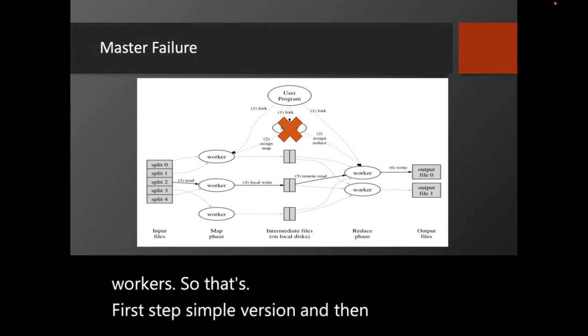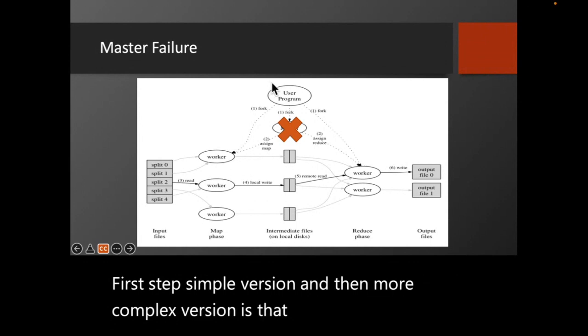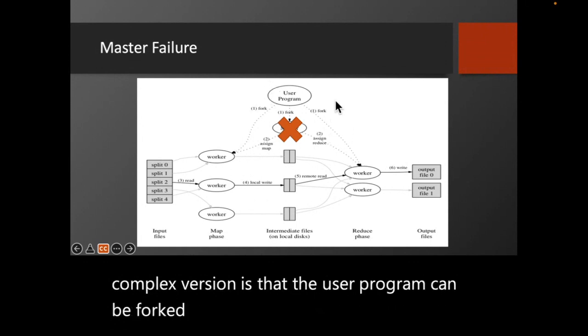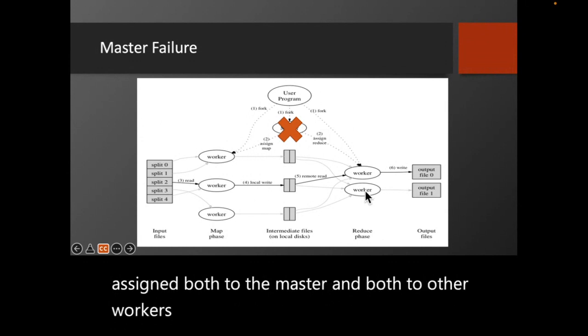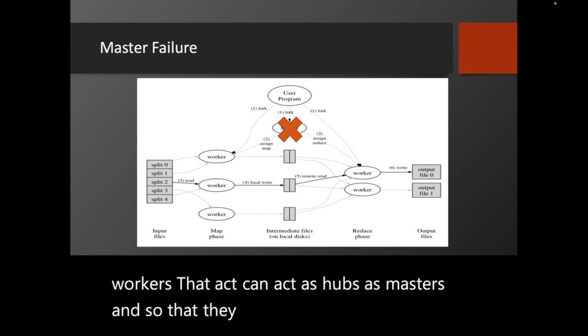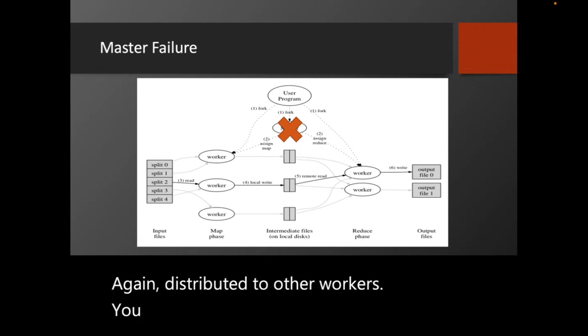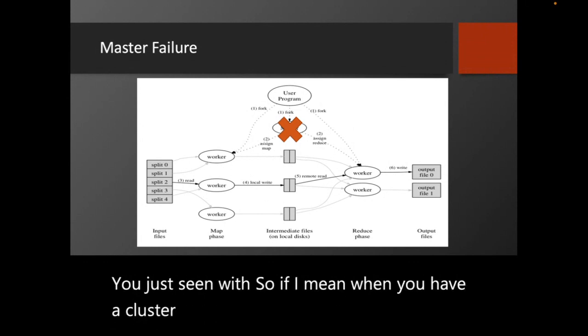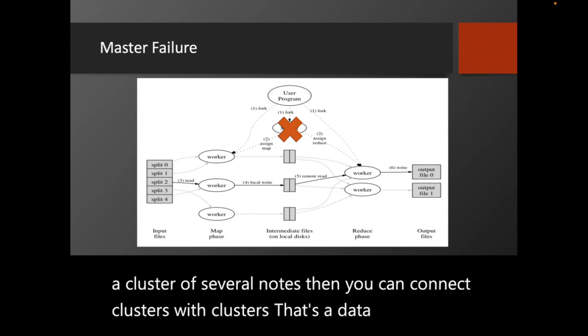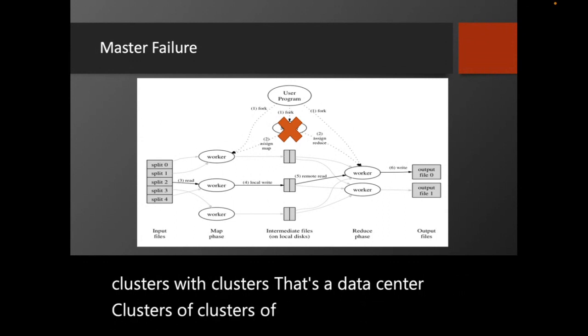And then the more complex version is that the user program can be forked into several processes that are assigned both to the master and to other workers that can act as hubs, as masters, and so that they are again distributed to other workers. Okay. You see? So when you have a cluster of several nodes, then you can connect clusters with clusters. That's a data center, clusters of clusters of clusters, or the racks.